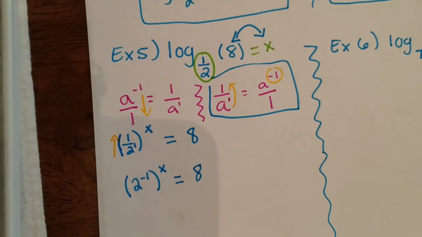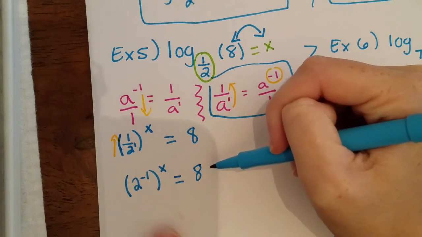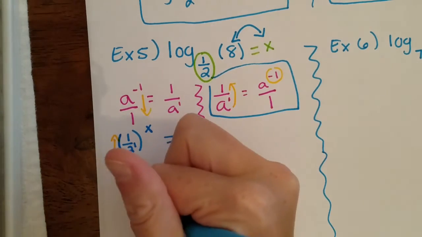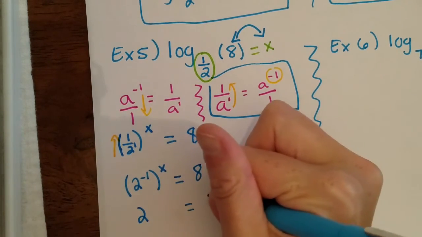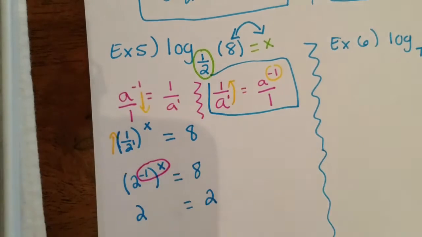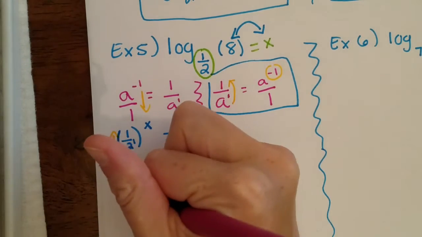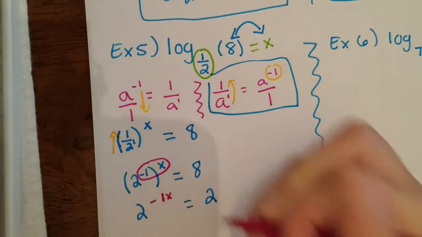Okay, so now the goal is to get the same base on both sides. So I have a 2 here. 2 goes into 2 and 8. So we want to try to get a 2 on both sides. So I'm going to write a 2 on both sides, because that's something that goes into 2 and 8. Now we're going to be simplifying on this side. If you ever have two exponents that are side by side like this, what you do to combine them is multiply them. Whenever you have two exponents side by side, you multiply those together. So negative 1 times x is 2 to the negative 1, x.